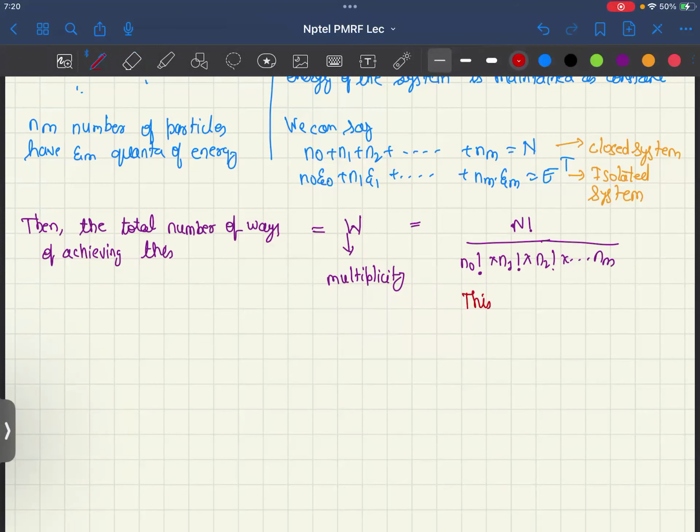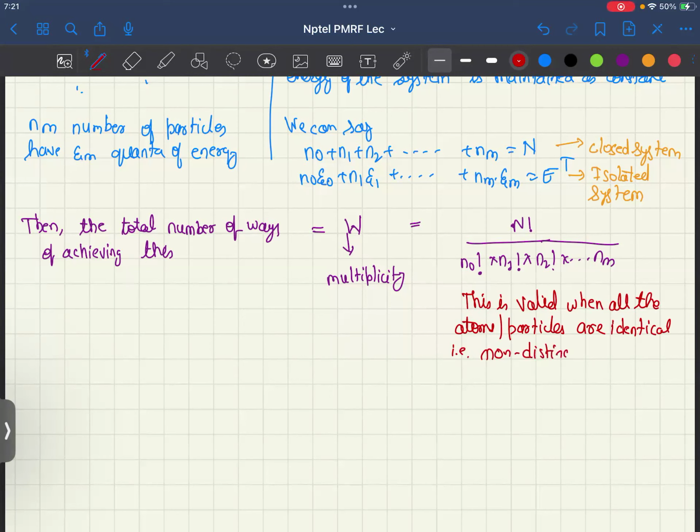This is valid when all the molecules, all the atoms or particles are identical, that is they are non-distinguishable. If they were to be distinguishable, then this formula would change, right?